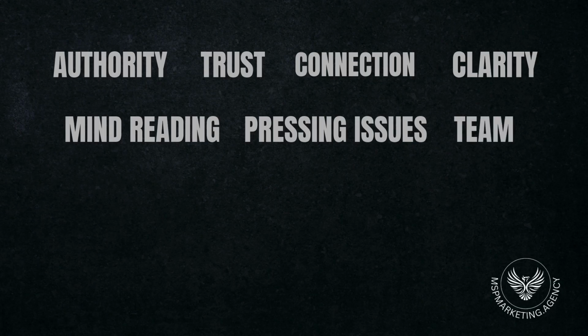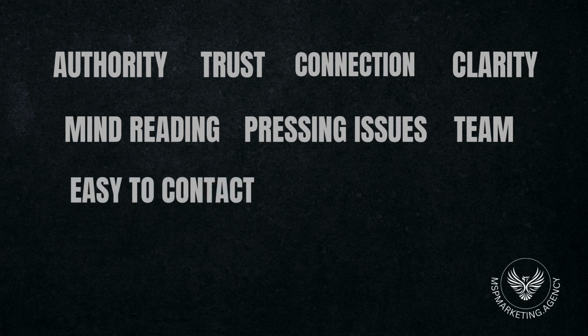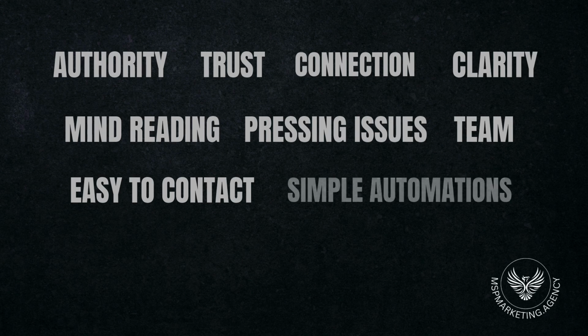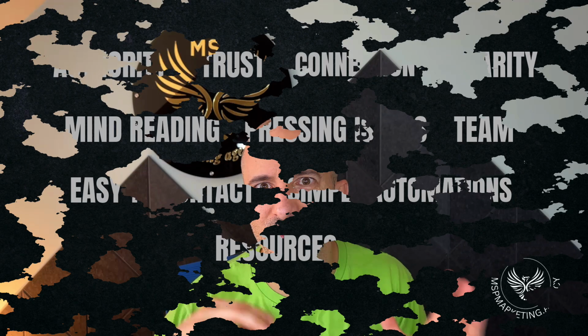You need to talk about your team when possible. You need to have multiple contact options. You need to have simple automations in place. And last but not least, you need to provide resources. And I'm going to explain what the best ways to provide those resources are as well. So let's go one by one. Let's first talk about contact options.